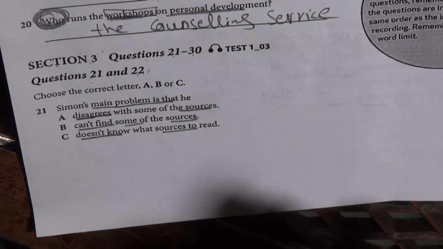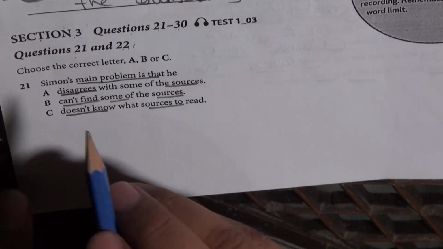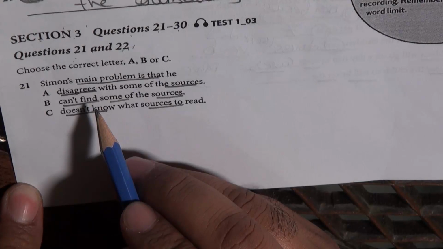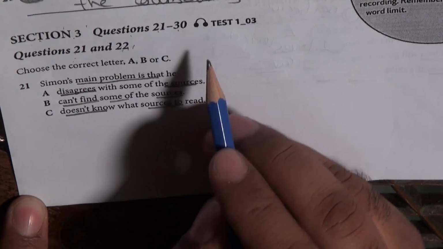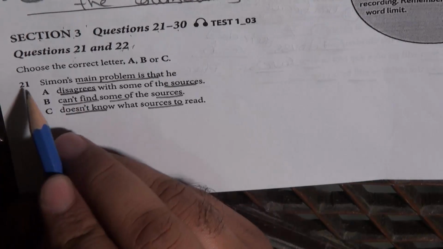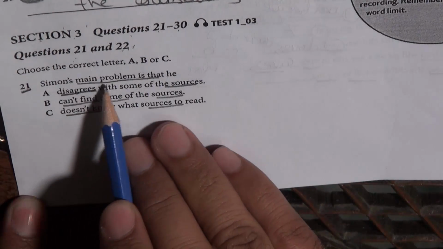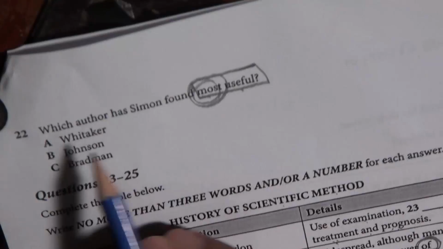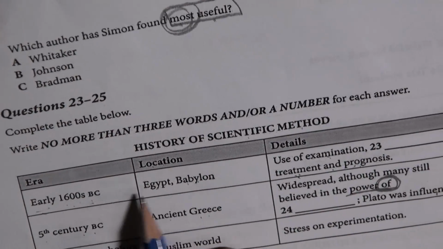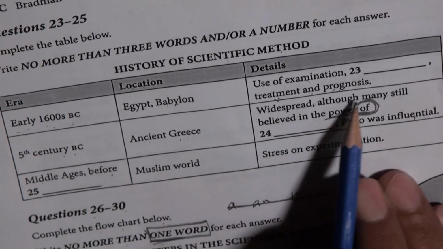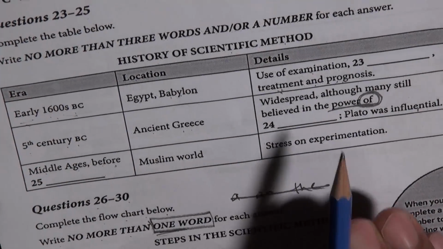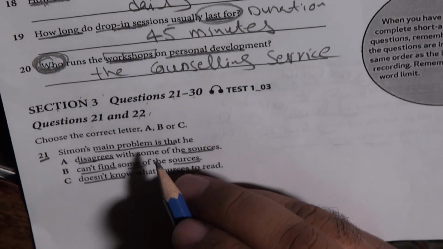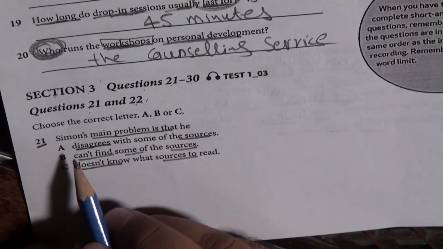Now turn to Section 3. Section 3. You'll hear a tutor and a student talking about the history of the scientific method. First, you have some time to look at questions 21 to 25. Now listen carefully and answer questions 21 to 25.